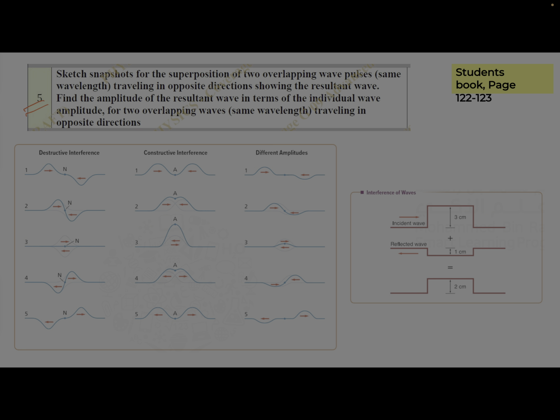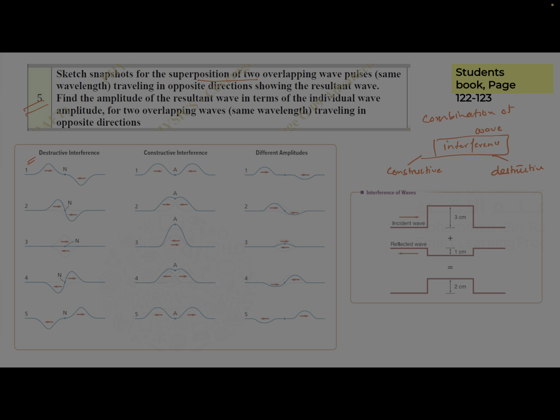Now this is the important part. Here they are asking about superposition of two overlapping waves. Superposition means when two waves are getting combined. There are two kinds of combination of waves, and that combination of waves is called interference. This process is called interference when two waves are getting combined. So when there is an interference, it can be constructive or it can be destructive. Two kinds of interference it can be.